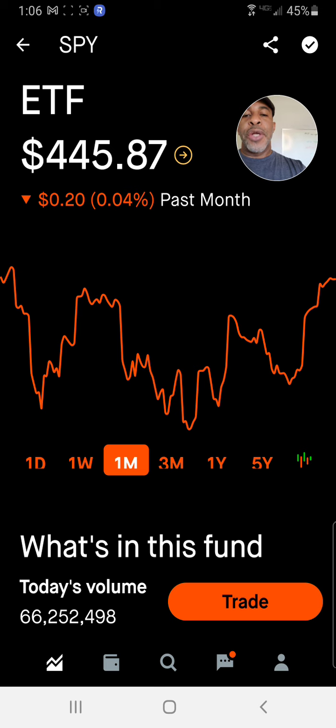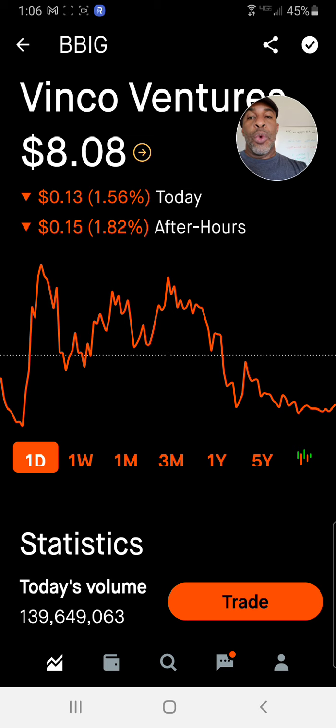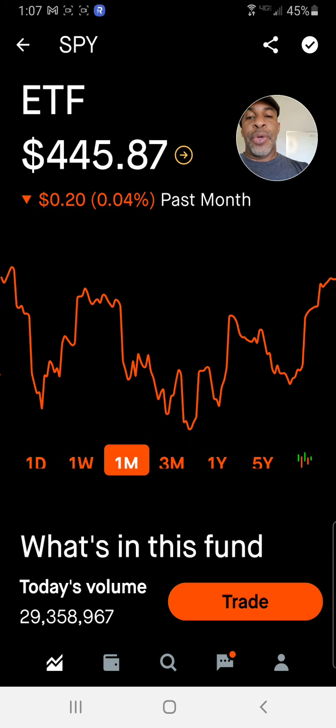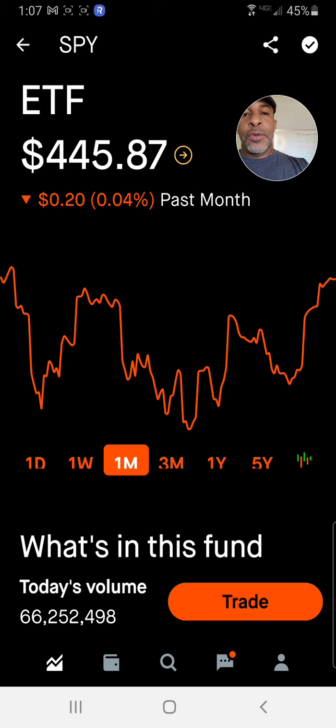But the key factor I want you to pay attention to in using these to your advantage is that typically when the SPY goes up, the UVXY will go down. So they're in opposition of each other. When one goes up, the other's going down. I'll show you an example here. This is the month view of the SPY.